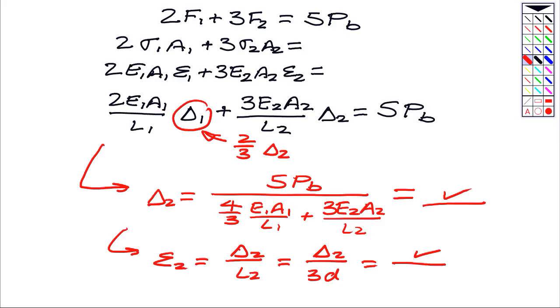We relate the forces back to the stresses back to the strains, as in this equation here. We relate the strains back to the elongation, and then from that we can solve for delta 2 and therefore epsilon 2.